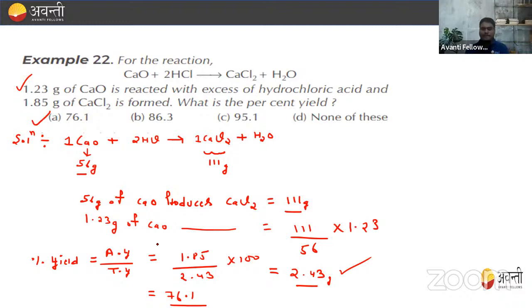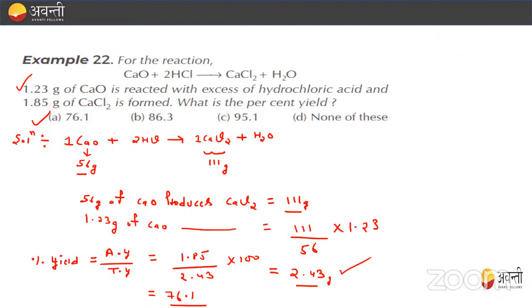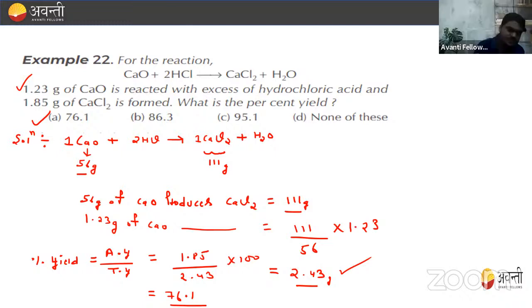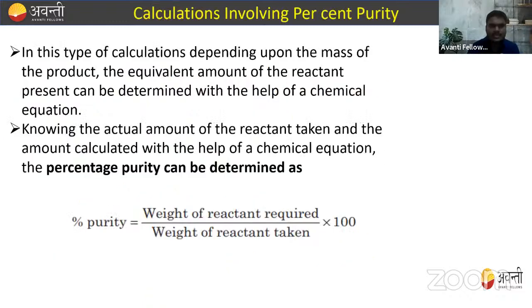So which option is correct बेटा? Option number A. सबको समझ आया वाला क्वेश्चन? जल्दी बताओ फटाफट. Everyone got this question? Yes, sir. Yes, good बेटा. So this is how you actually calculate the percentage yield. Chaliye.